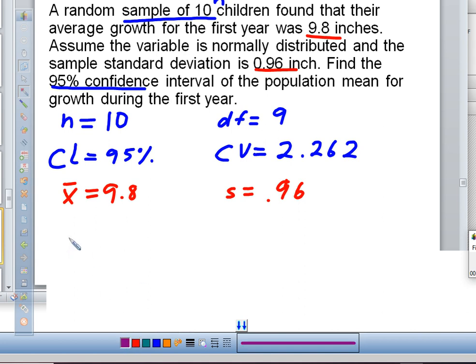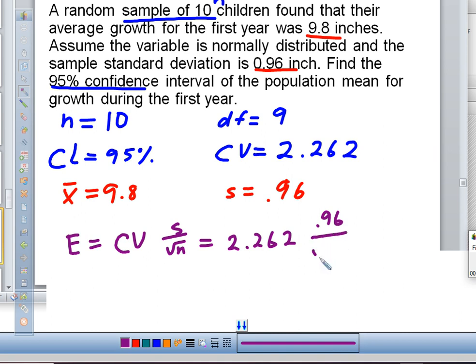Okay, so your error is equal to your critical value times s over the square root of n, and that is your critical value, 2.262, times s, 0.96, over the square root of 10. Go ahead, and I'm sure you've calculated that. I did not yet. That's kind of my problem.